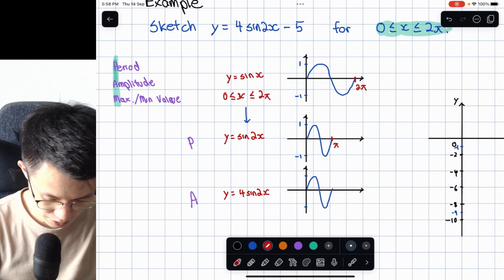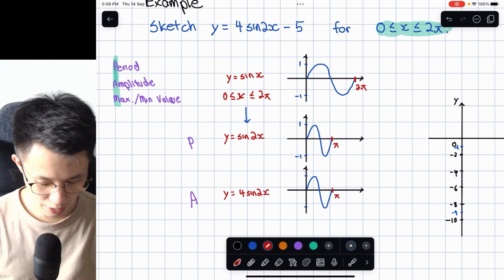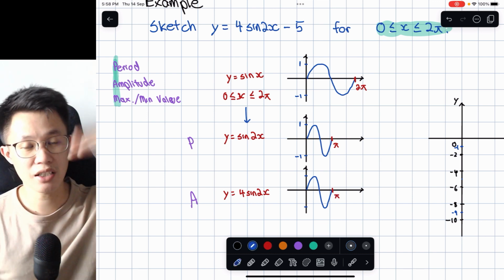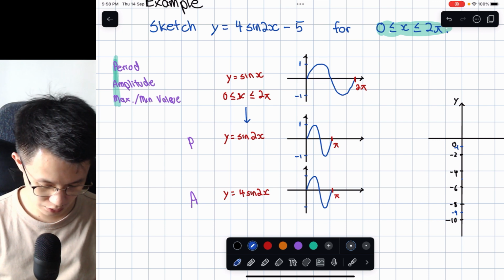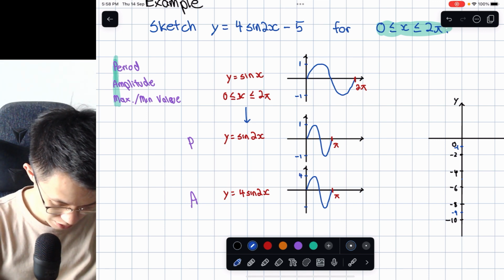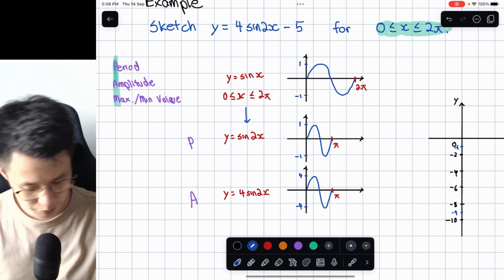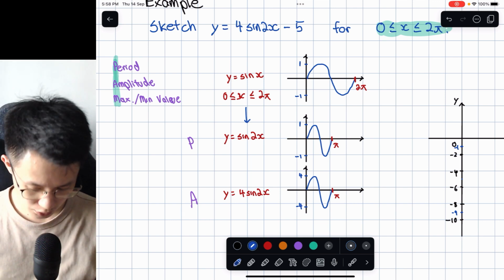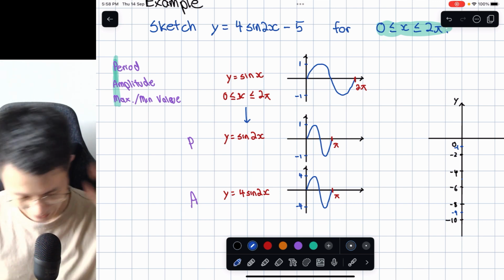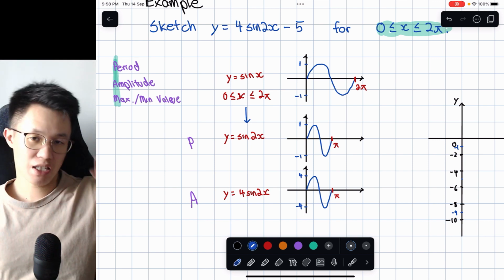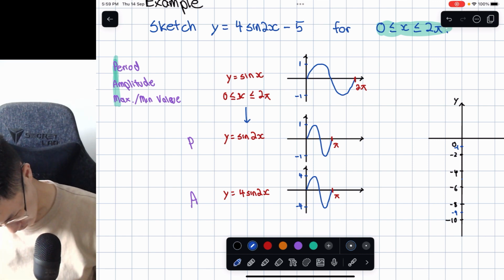Okay, since the period does not change, the period is still pi, but you're increasing the amplitude, right? So when you increase the amplitude, this becomes 4 and negative 4. I know I'm not drawing according to scale, but we understand that when you do that, you're just increasing the amplitude by 4.